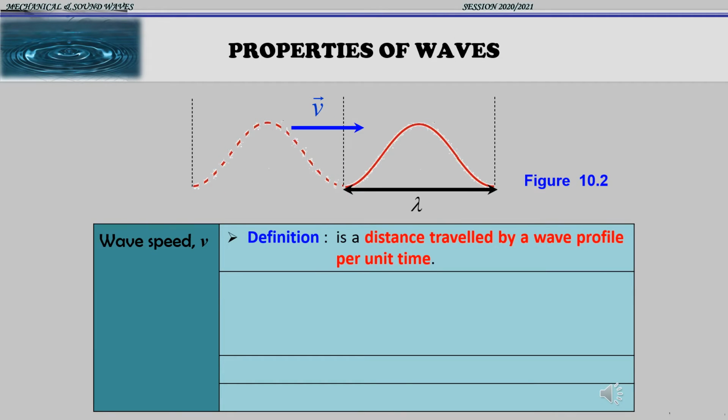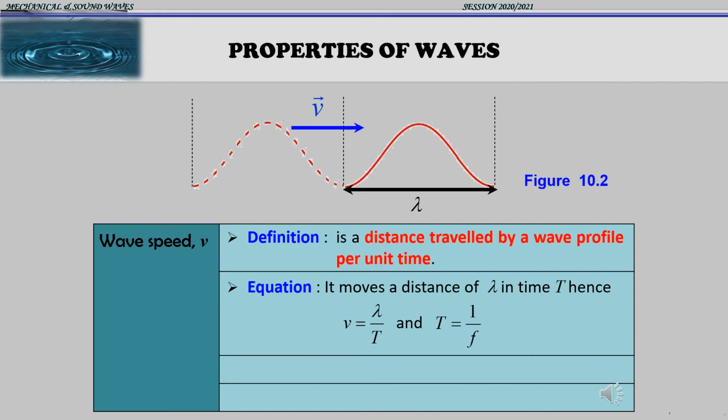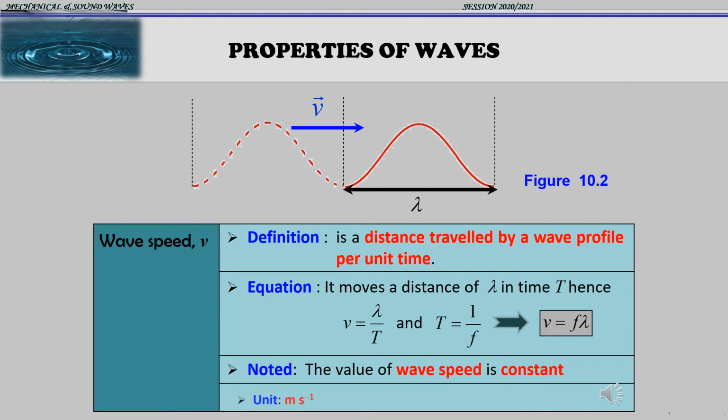Wave speed. The definition is the distance traveled by a wave profile per unit time. The equation is v equals lambda over T and T equals 1 over f. Thus, we will get v equals f lambda. You need to take note the value of wave speed is constant and the unit is meter per second.